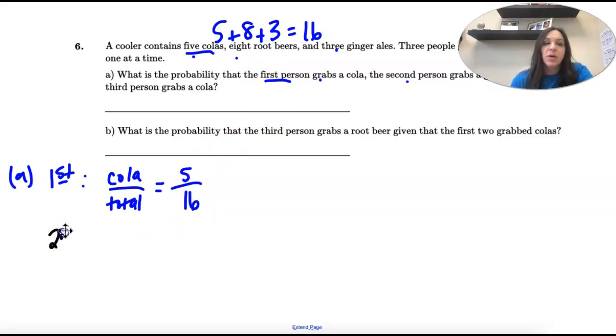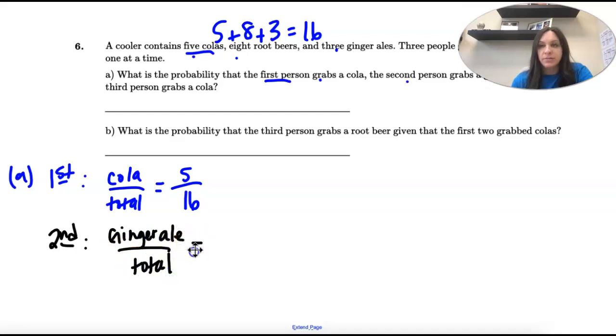And then someone else goes up to the cooler and they want to grab a ginger ale. But something's changed. Number 1, this guy took a cola, so our total is now 15. But how many ginger ales are in there? There's still 3, because the first guy took a cola.